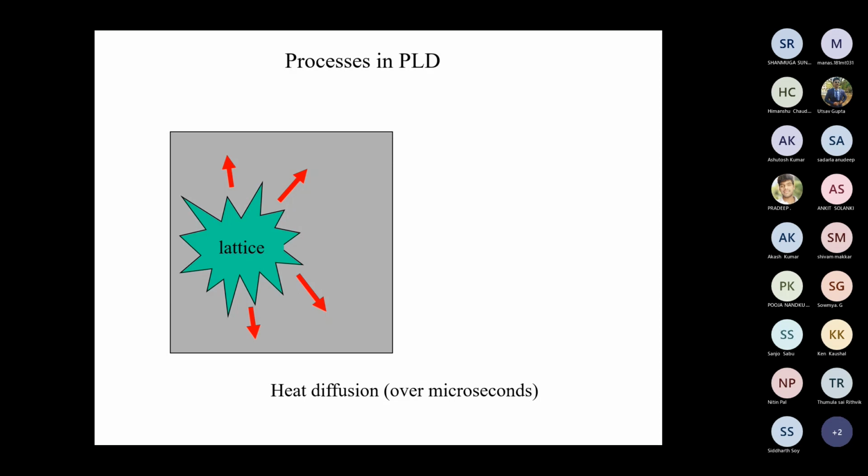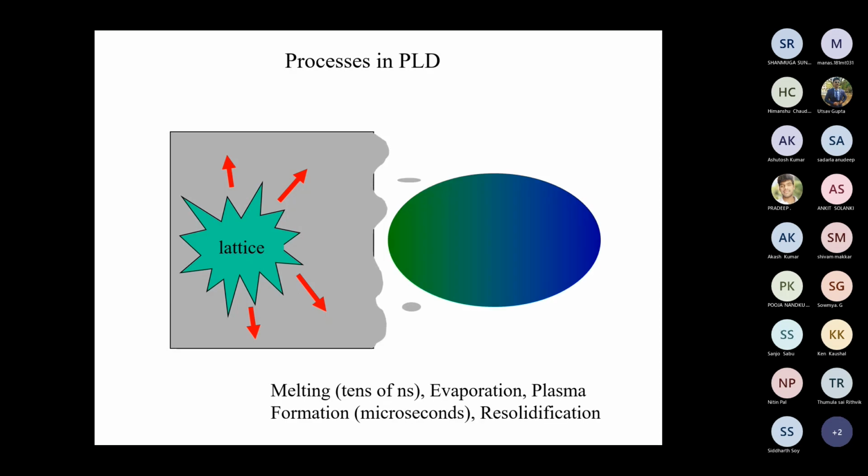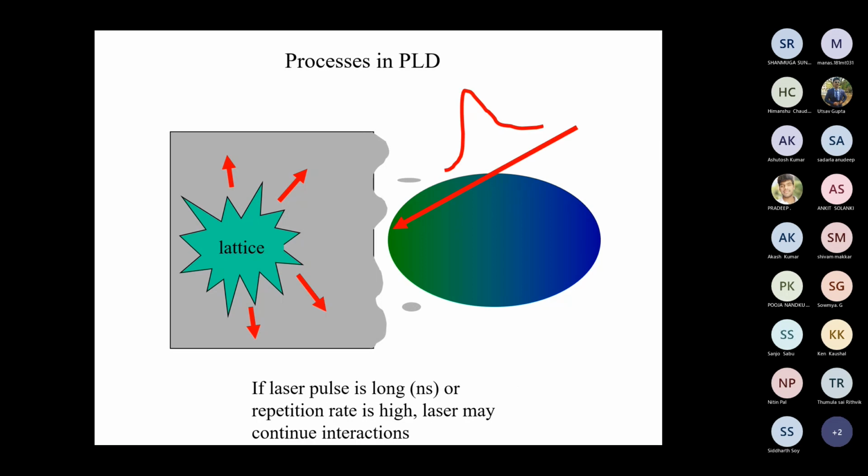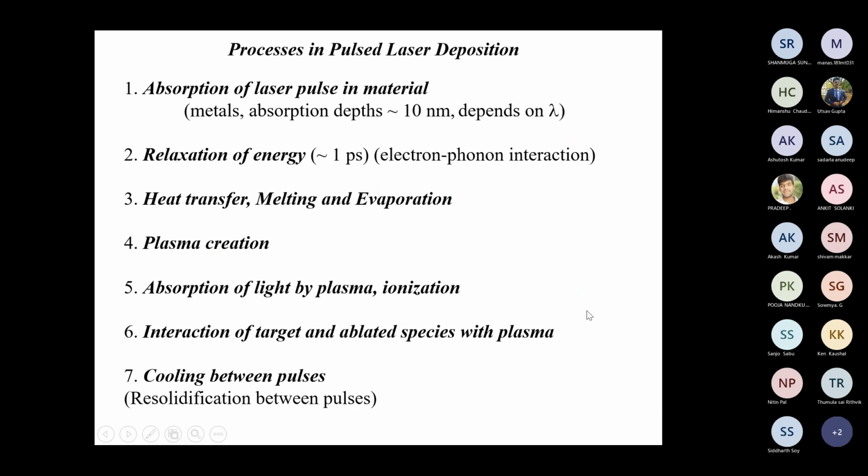And finally, you can see the heat diffusion over microseconds, and when the heat diffusion happens, the plume formation occurs from here. So there is melting, then tens of nanoseconds for evaporation and plasma formation, and then solidification. And then again the second pulse: if the laser pulse is long or the repetition rate is high, the laser may continuously interact. So there will be continuous interaction in this process.